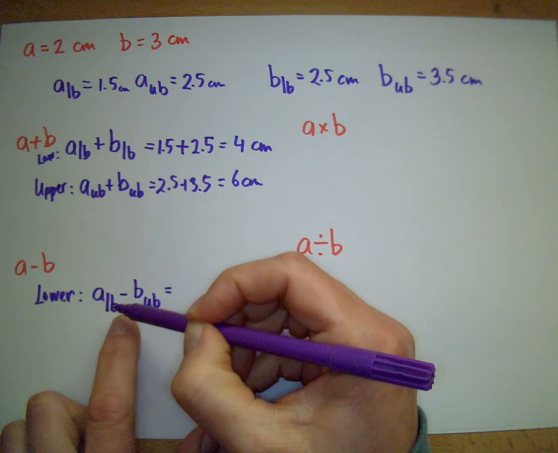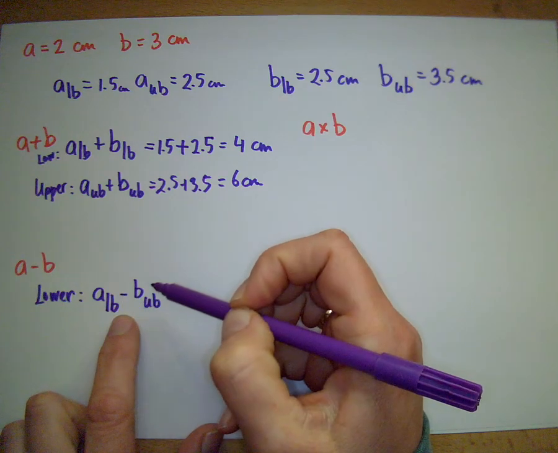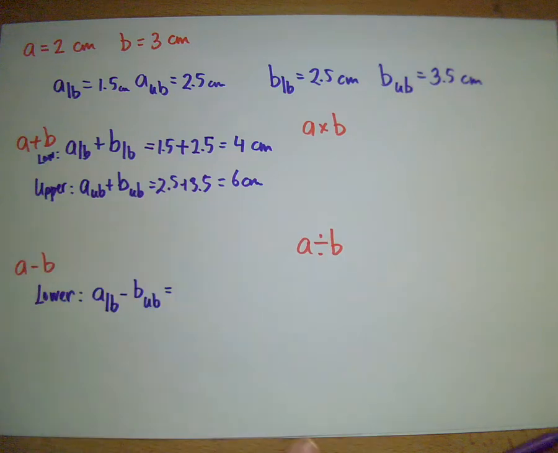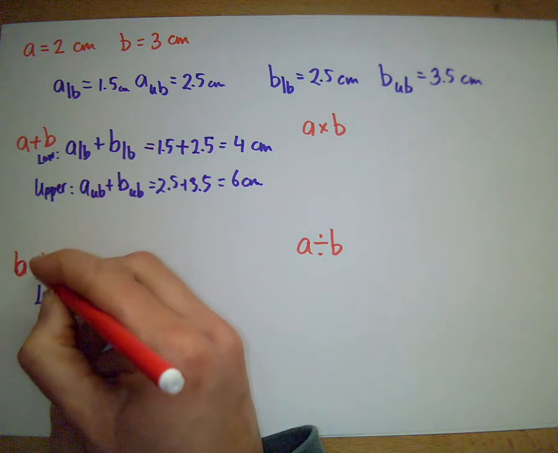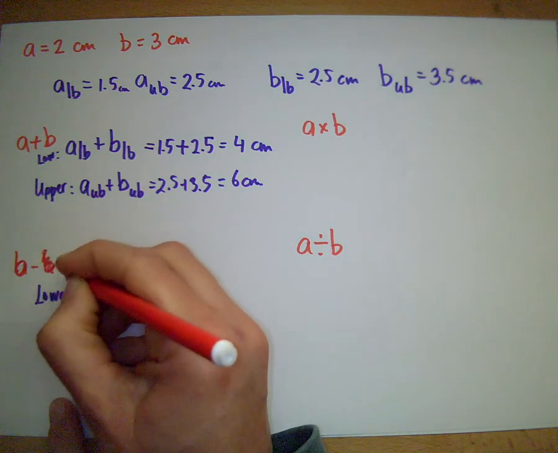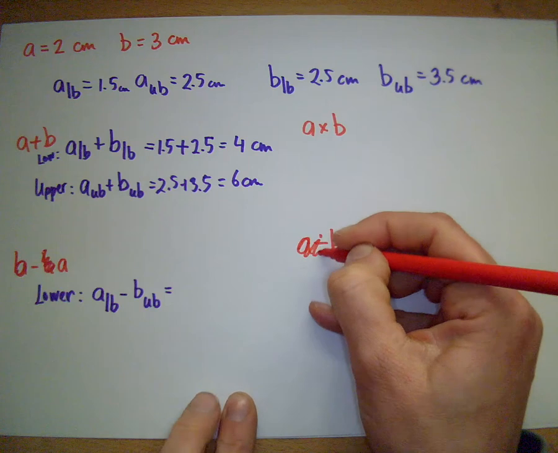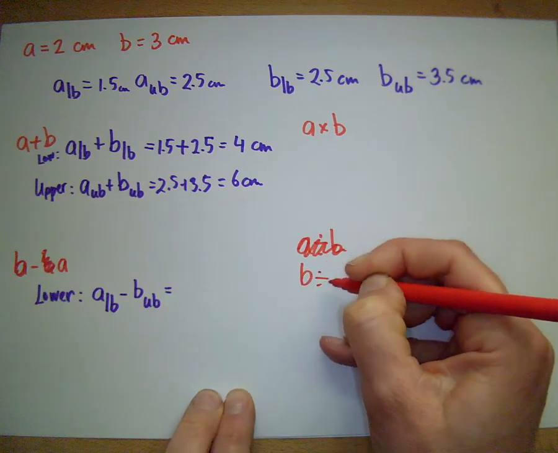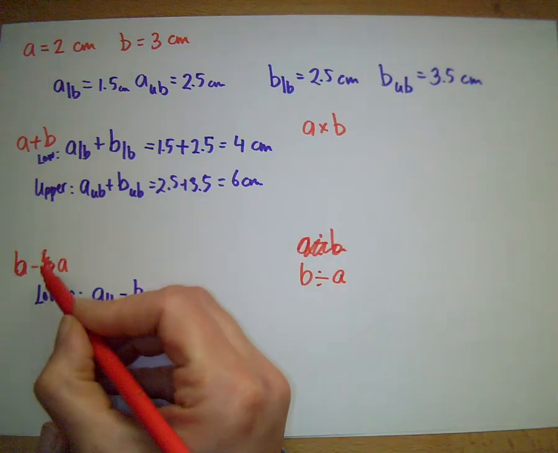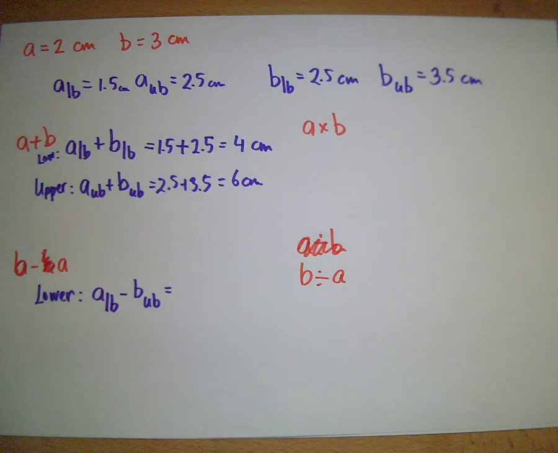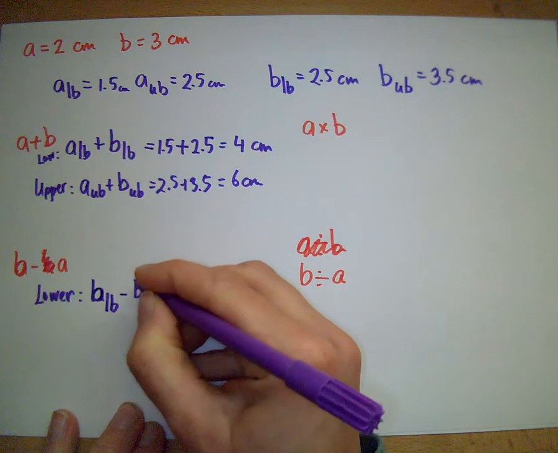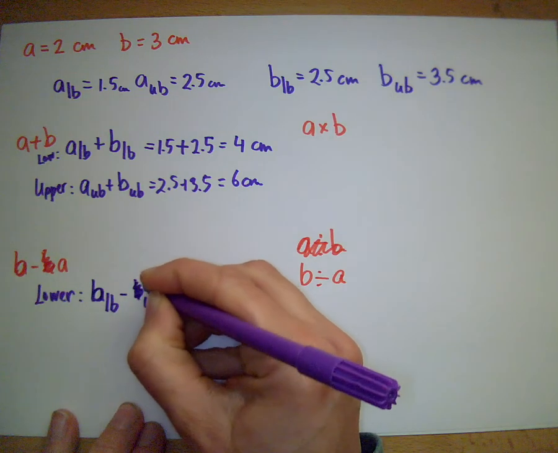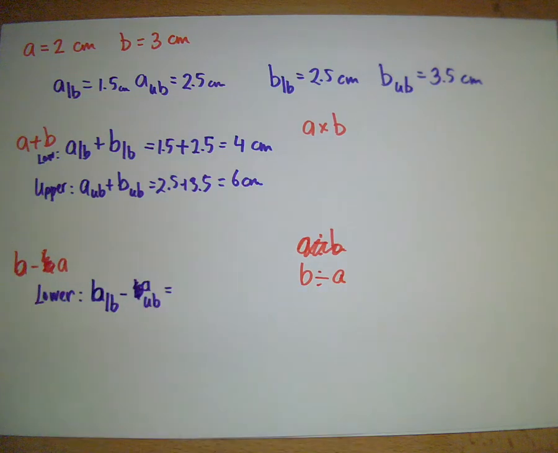A's lower bound, oh, I messed up. I wanted to do, because B is 3 and A. Oh, sorry. I wanted to do B minus A. B minus A. And here I want to do B divided by A, just because it's easier. Sorry. So still, we want to start with B's lower bound and subtract A's upper bound. Oh, sorry. I'm not going to start over.